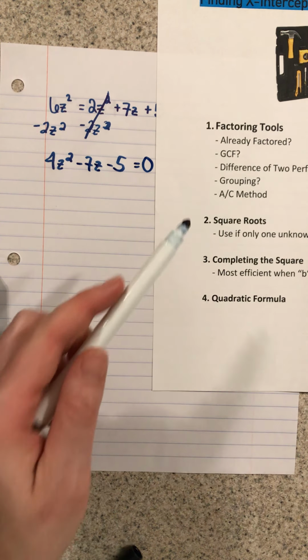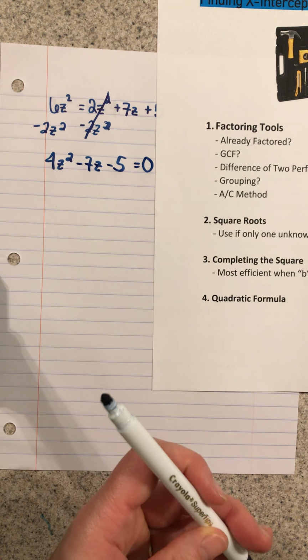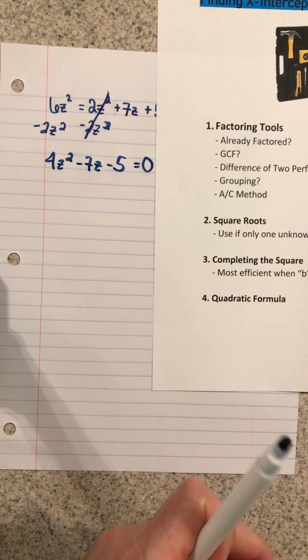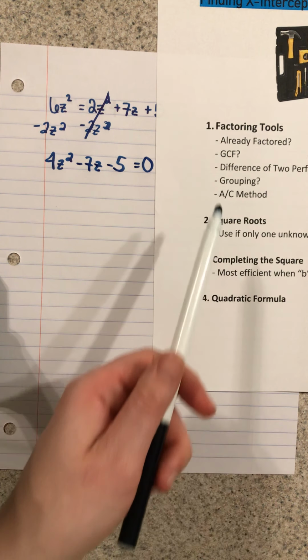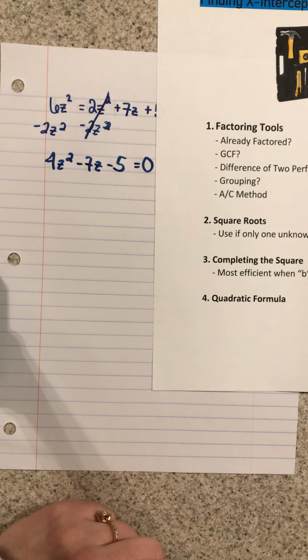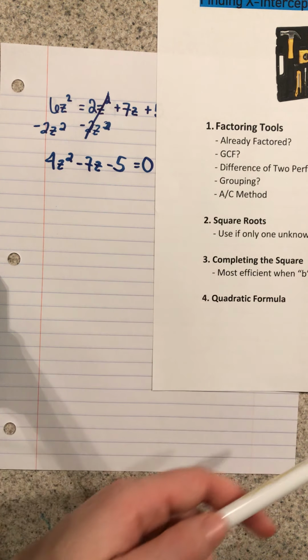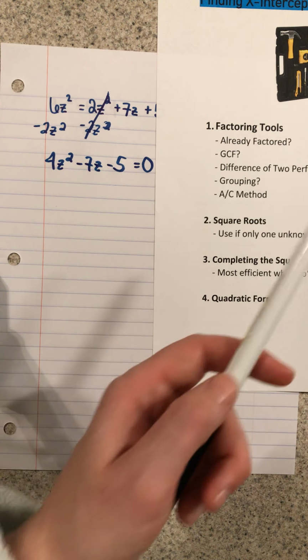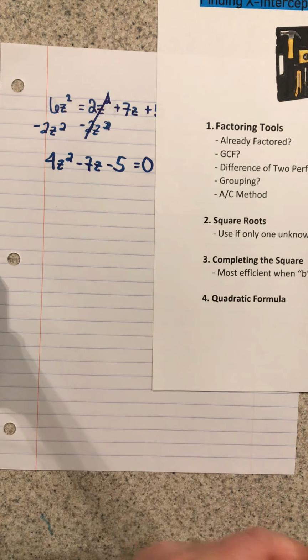Okay, option number 1, is it already factored? No, it does not already look like a multiplication problem. Can I pull a greatest common factor out of all three? Not in this case. Is this the difference of two perfect squares? No. Can I use grouping? No. AC method. Let's try that.